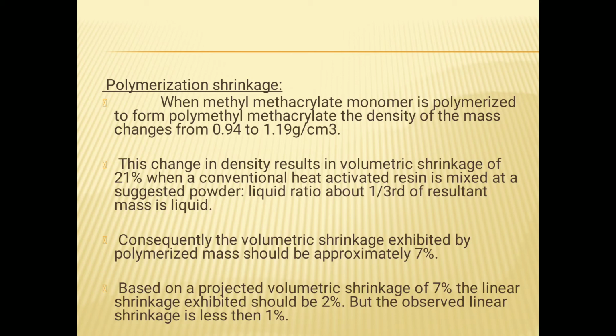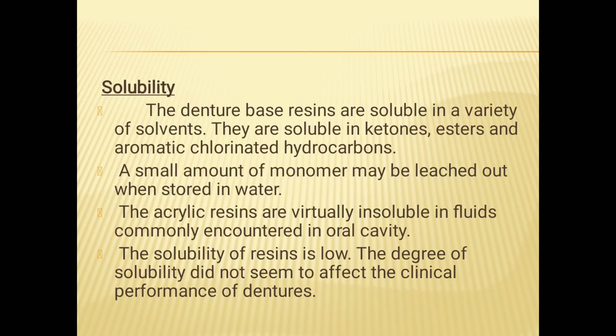This change in density results in an overall volumetric shrinkage of 21% when a conventional heat-activated resin is mixed at the suggested powder-liquid ratio, about 1/3 of the resultant mass, right? Consequently, the volumetric shrinkage exhibited by the polymerized mass should be approximately 7%. Based on the projected volumetric shrinkage of 7%, the linear shrinkage exhibited should be 2%, but the observed shrinkage is less than 1%, right?